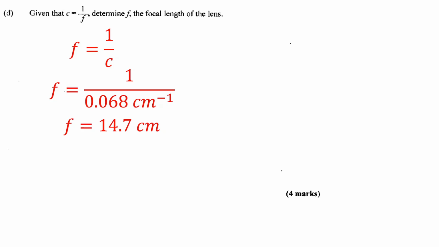Here, the 4 marks are given for rearranging the formula, for substituting into the formula, to calculate the correct answer, and to have the correct units with the answer. Alright, so here the unit for the focal length is centimeters because that's the reciprocal of the reciprocal.